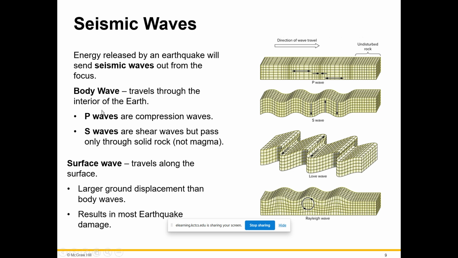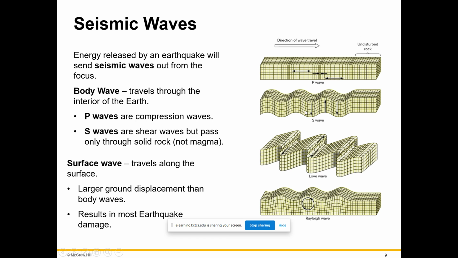So there are different types of seismic waves. There are the body waves, which travel through the interior of the earth. There are P waves and S waves. The P waves are the compression waves, so we call those the push and pull waves. They're also the first waves you feel, so they're the primary. P is for primary and P for push and pull waves. They compress, so you can see in this picture here, they get squished and stretched, squished and stretched.